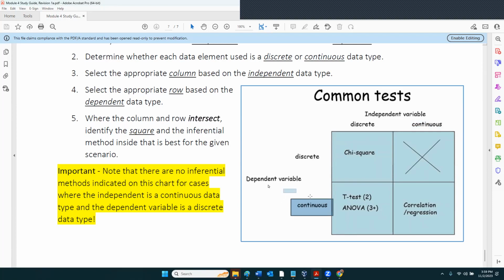If I look at this row and I look at this column, this is where it intersects right here, and this is the inferential statistical method of choice. Okay? Does everybody understand what I'm saying?